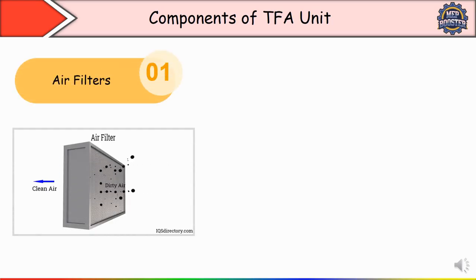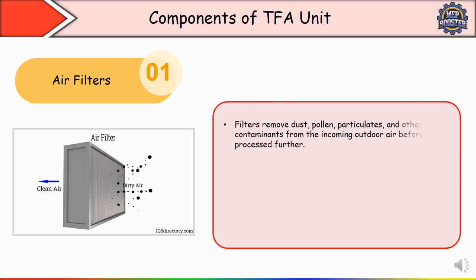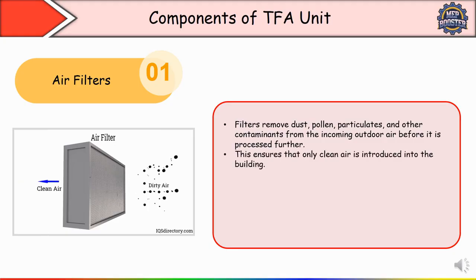The first one is the air filters. Air filters are designed to remove dust, pollen, allergens and other airborne particles from the incoming outdoor air before it is introduced into the building. Okay, so this is the main purpose. This ensures that only clean air is introduced into the building.